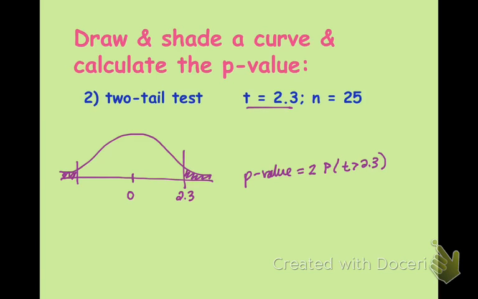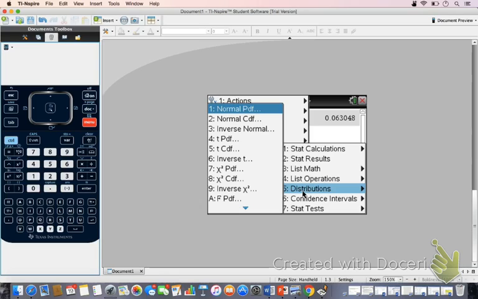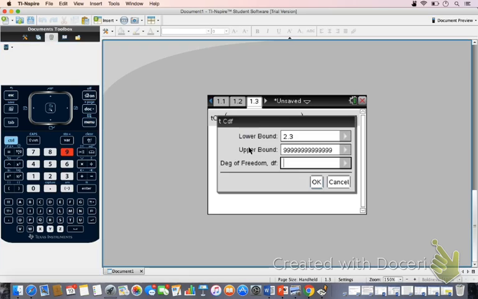So again, we're going to go back and use our calculator to calculate the p-value. On our calculator, we're going to select Menu and Statistics. We're going to select the Distributions list, and we're going to go to TCDF. Our lower bound in this case was 2.3. Our upper bound was an infinitely large value, so we're going to type in a very large number. And our sample size was 25, so degrees of freedom of 24.